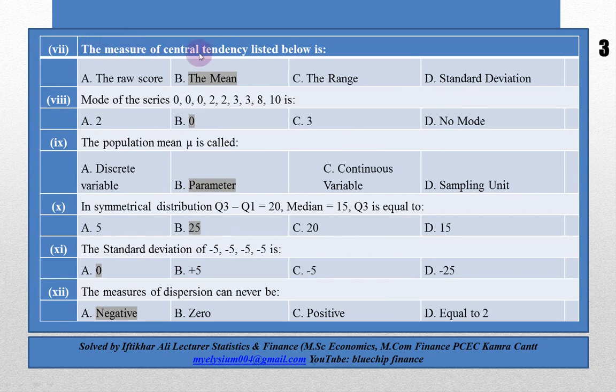MCQ number 7, the measure of central tendency listed below is the mean. Mode of the series 0, 0, 0, 2, 2, 3, 3, 8, 10 is 0 because 0 appeared 3 times. The population mean mu is called a parameter. In symmetrical distribution, Q3 minus Q1 equals 20, median equals 15, Q3 equals 25. The standard deviation of minus 5, minus 5, minus 5, minus 5 is equal to 0 because there is no variation in the data. The measure of dispersion can never be negative.